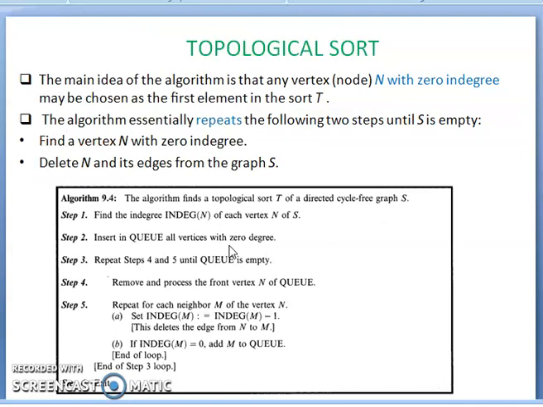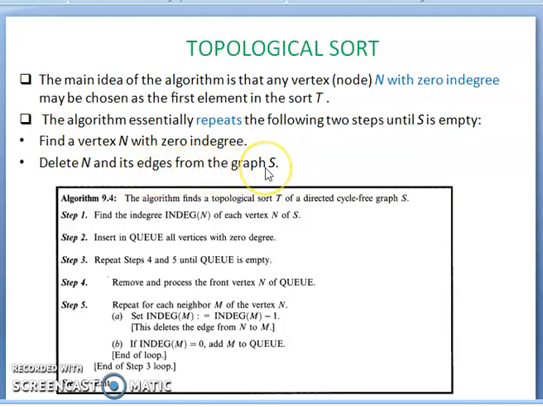Now topological order. Here the main idea of the algorithm is that any vertex n with zero in-degree, meaning there is no incoming edge for the particular vertex n. The algorithm essentially repeats the following two steps. One is find a vertex with zero in-degree. First you find the zero in-degree vertices and delete n, so delete the particular node and its edges from the graph.